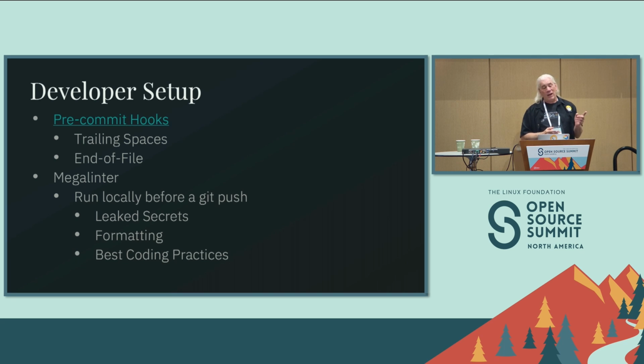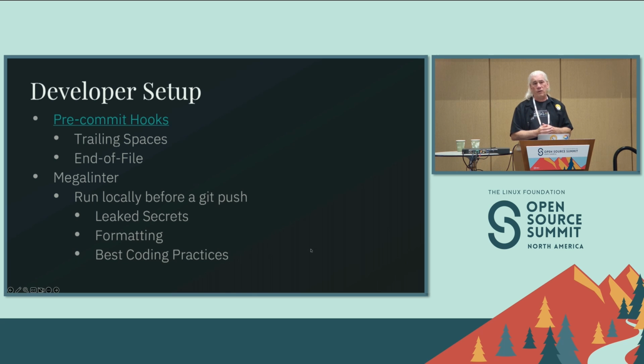Some other handy tools on the developer side are the pre-commit hooks: trailing spaces, end of line. If you look up pre-commit hooks for Git, there's a little library that you install.